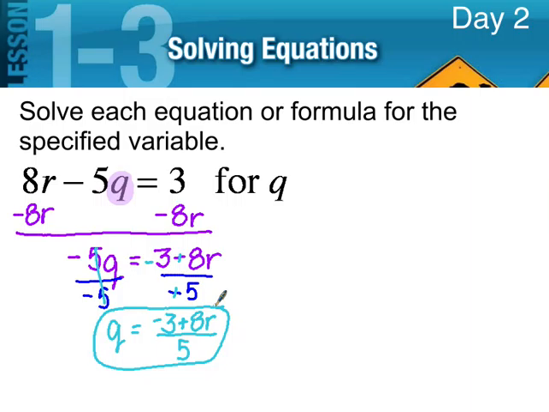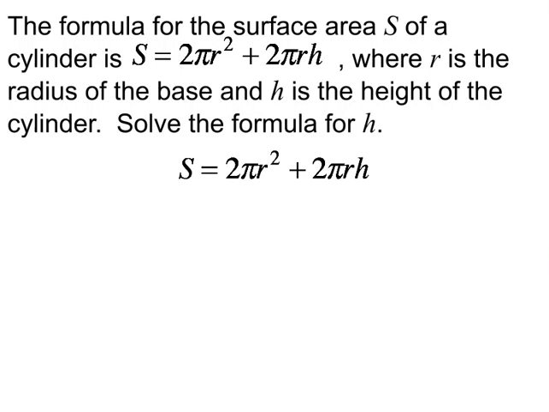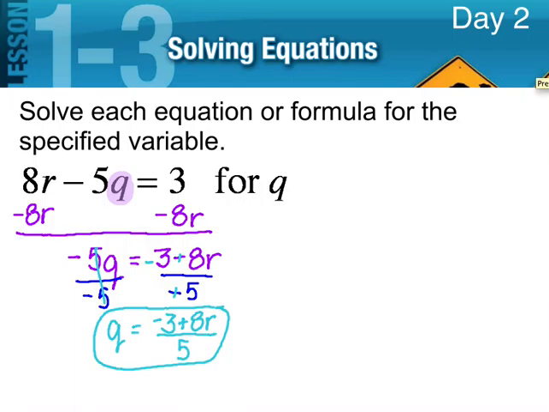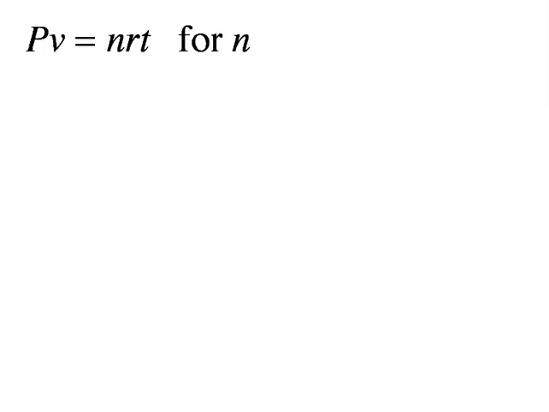All right, we're going to look at a couple more of these. Let's go to this one. PV equals nRT. And we want to solve that for n.